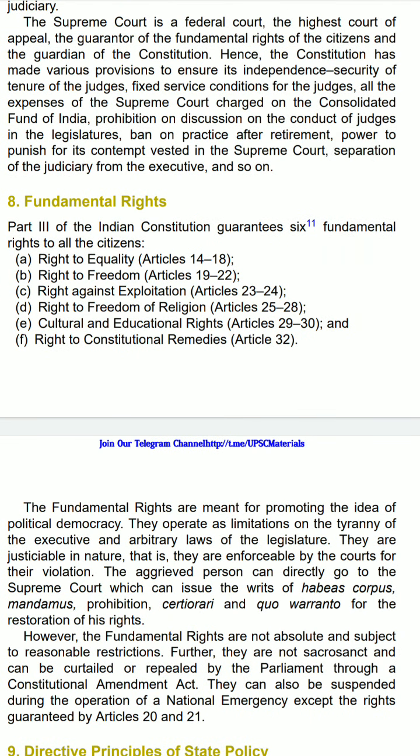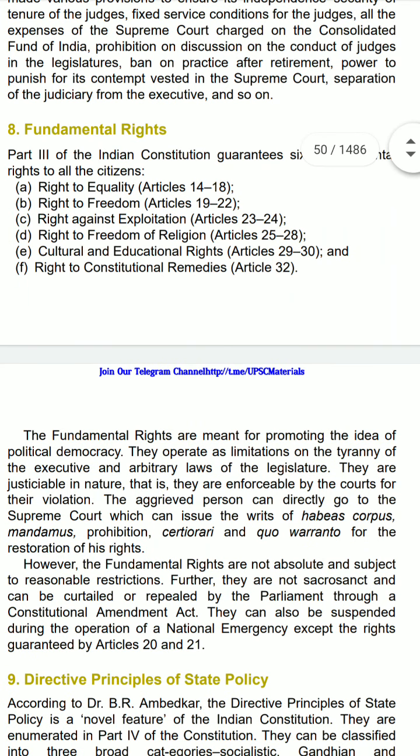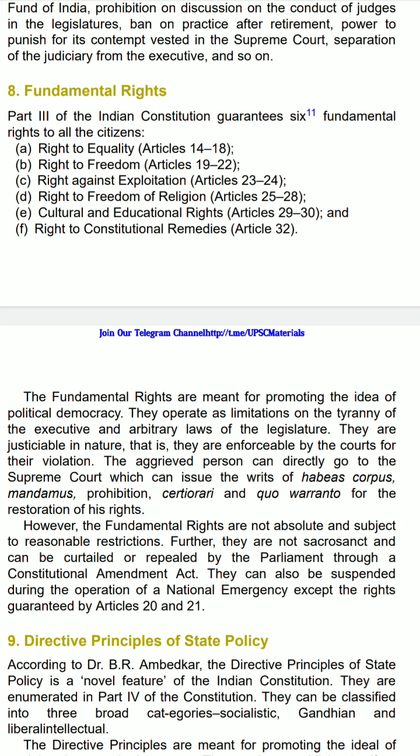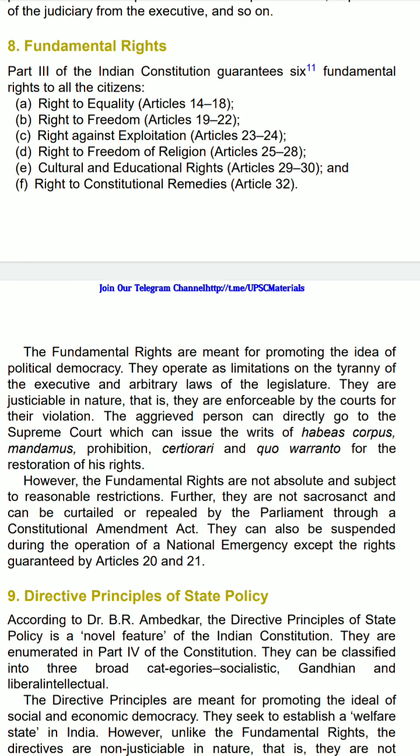Fundamental rights. Part 3 of the Constitution guarantees six fundamental rights to all the citizens: right to equality, right to freedom, right against exploitation, right to freedom of religion, cultural and educational rights, and right to constitutional remedies. The fundamental rights are meant for promoting the idea of political democracy. They operate as limitations on the tyranny of the executive and arbitrary laws of the legislature. They are justiciable in nature, that is, they are enforceable by the courts for their violation.